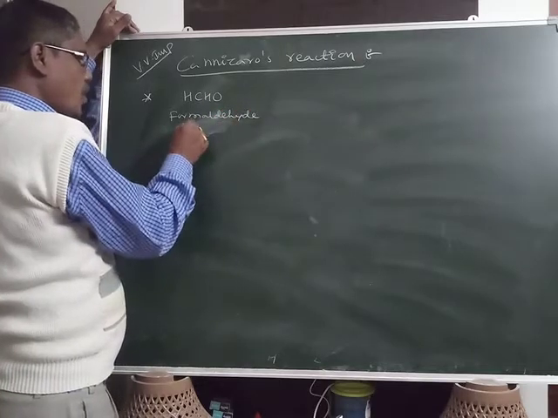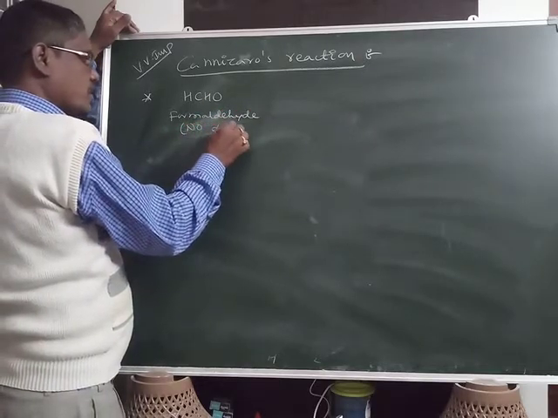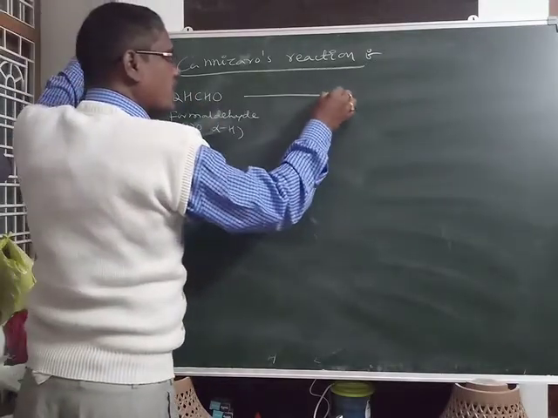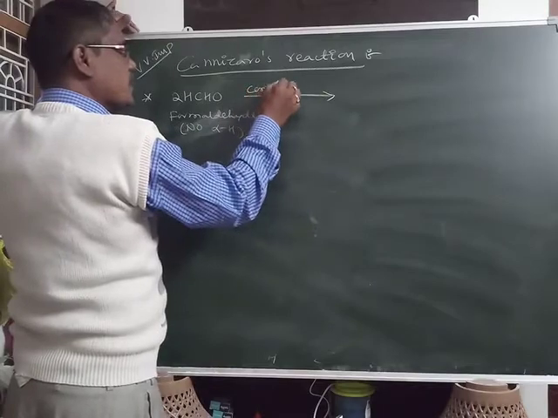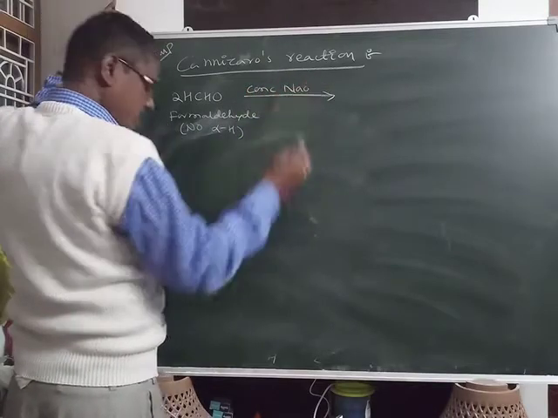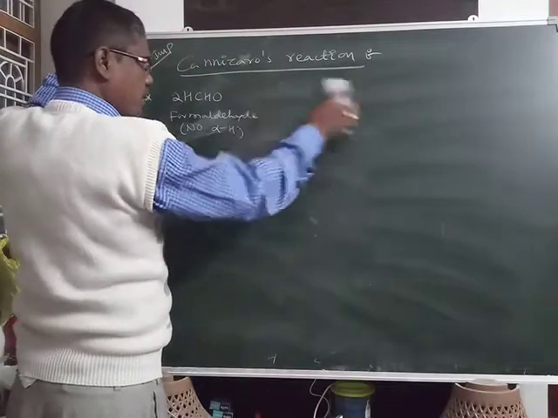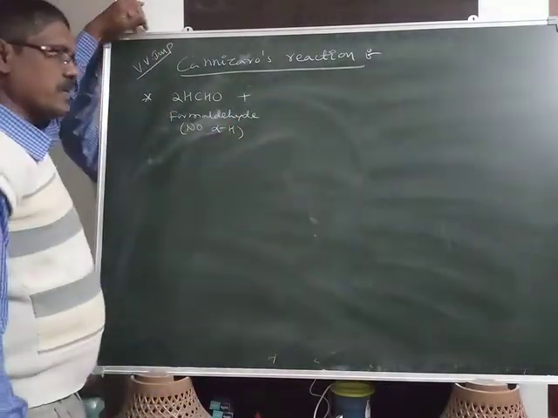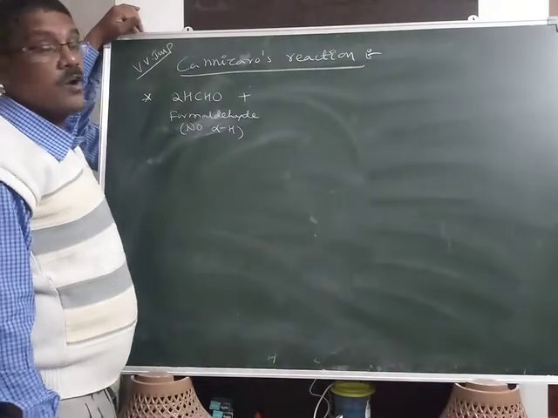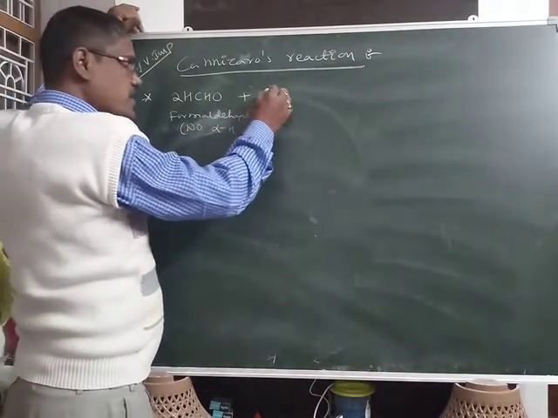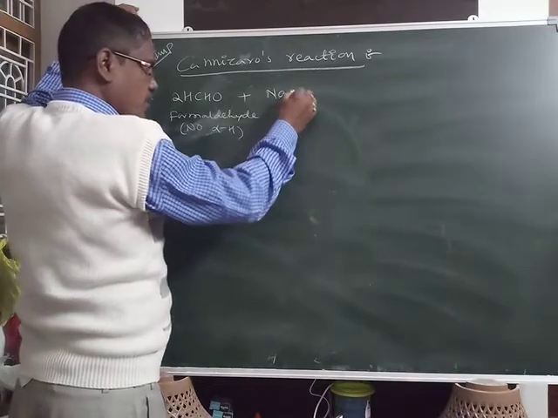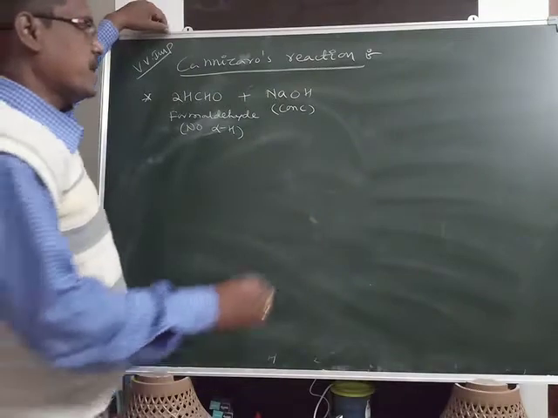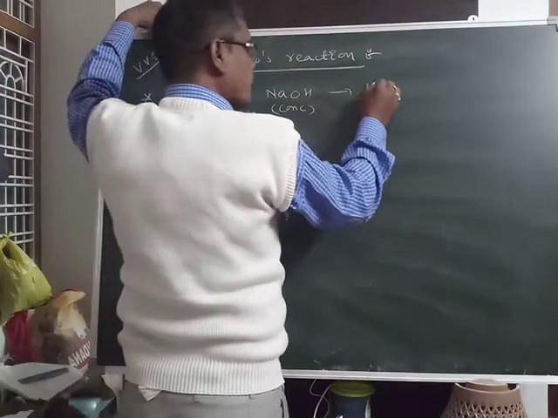Formaldehyde, no alpha hydrogens. Two molecules, in the presence of concentrated base, that is concentrated NaOH. In dilute NaOH it is a catalyst in the case of aldol condensation, but it is the reactant in the Cannizzaro reaction. This is the concentrated NaOH, to form this one, HCOONa.